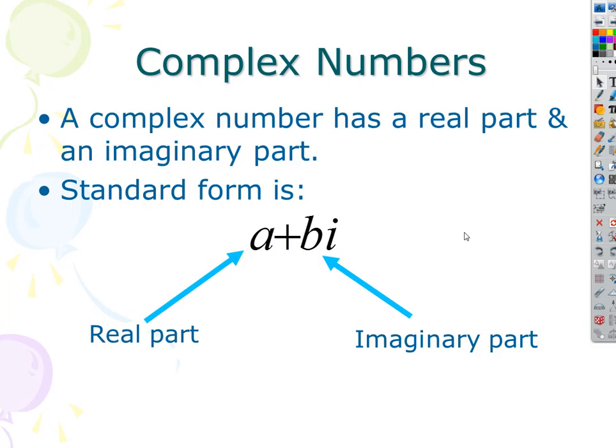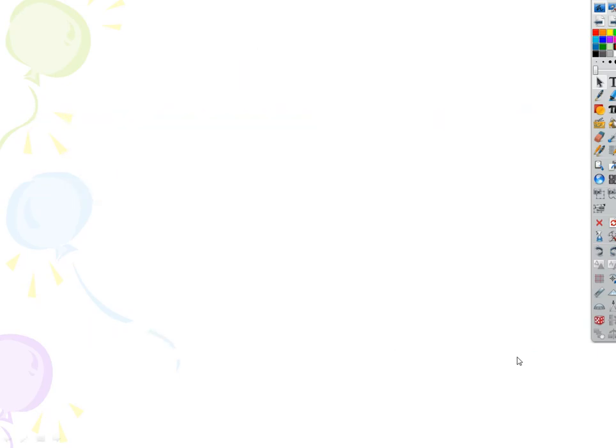So an example would be something like this: 5 plus 4i is an example of a complex number. What's the real part of that? 5. What's the imaginary part? 4i. Okay. What's the value of a in this number? 5. What's the value of b? Sorry, 4. Not 4i, just 4, right? b is the coefficient of i. Okay?